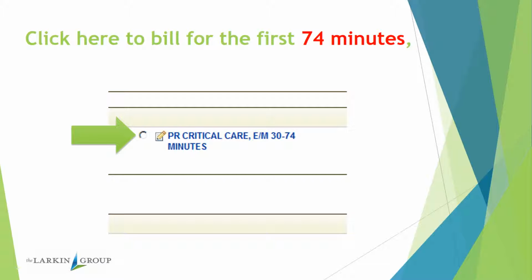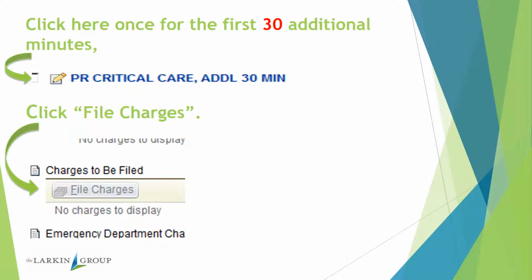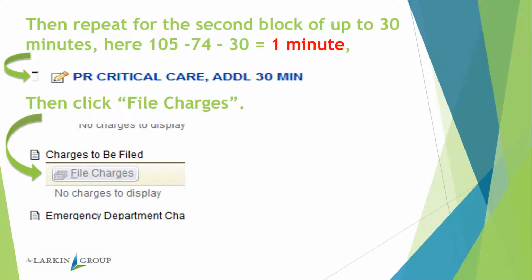So first click your first 74 minutes of critical care, add your first additional 30 minutes of critical care, and then click File Charges, just like we did earlier. But to add your last 1 minute of critical care, you're going to hit the PR critical care additional 30 minutes. You're going to hit that again, and then click File Charges again. And that's how you do it.